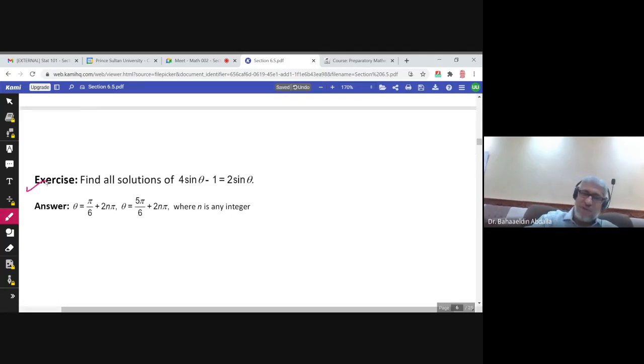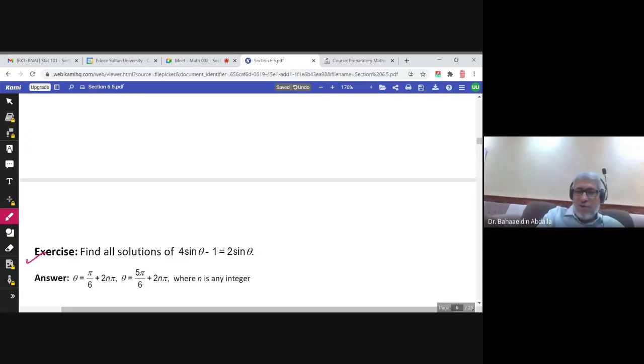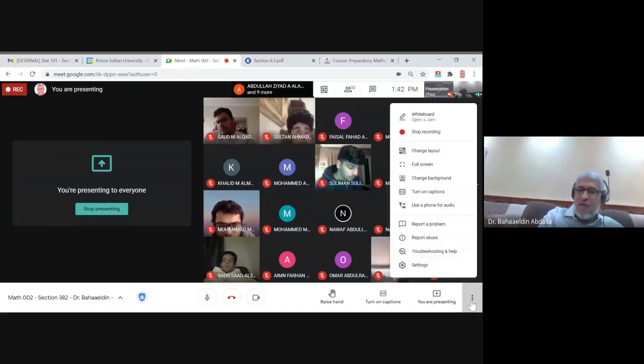Please try this one, and the answer is given to you. And I would like to stop here, because once you know how to solve a trigonometric equation with one single variable, everything will be easy after that. This is the method we are going to use always in the coming objectives. We will go back always to one single trigonometric function.